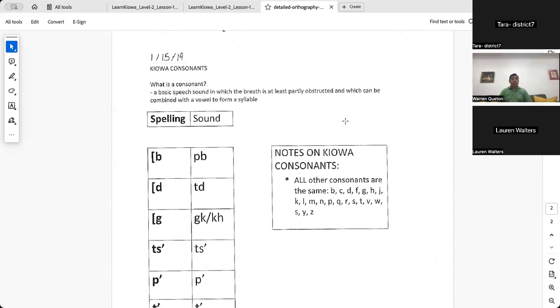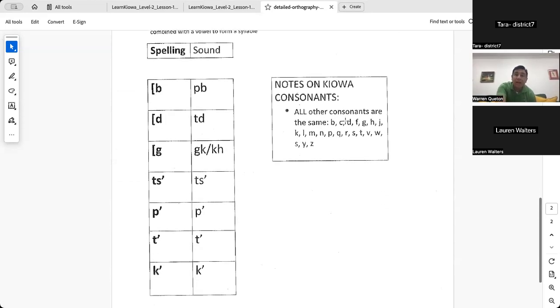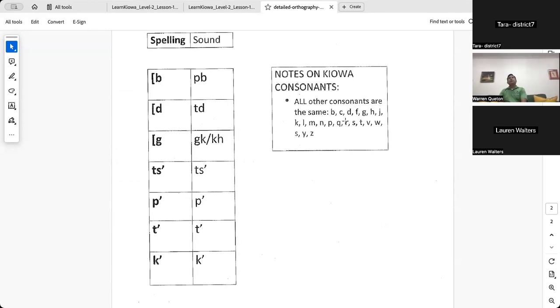There are some Kiowa consonants too that they've established. The only thing is they're kind of morphing into how they write these. I kind of want all the other consonants, like the regular B, the C, the D, the F, GH, all the other sounds you have in the English alphabet are pronounced exactly like you see them up there. But what I'm talking about is Kiowa letters.